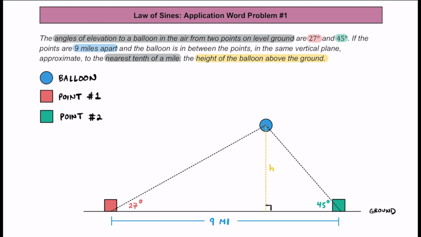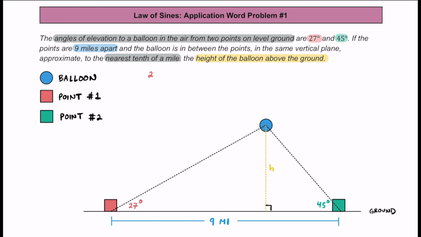Now on this bottom left, notice how we have this 27 degrees, and on the bottom right, we have this 45 degrees. Now remember, the 3 angles of a triangle here are going to add up to 180 degrees, so we can actually use those 2 angles to figure out this missing angle up here, and that may help us a little bit more with solving this problem.